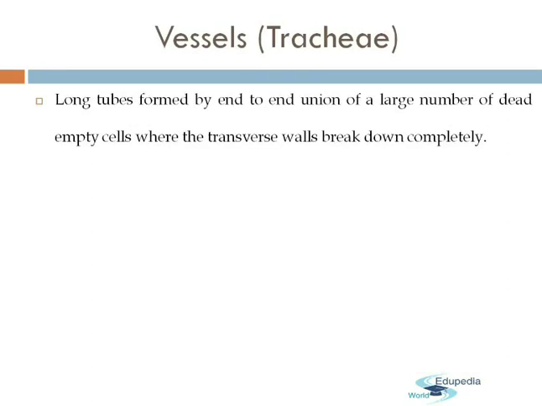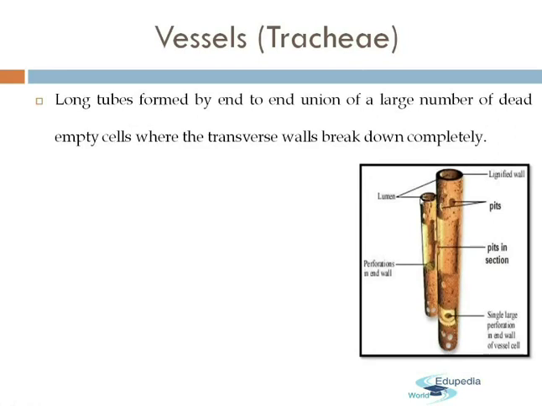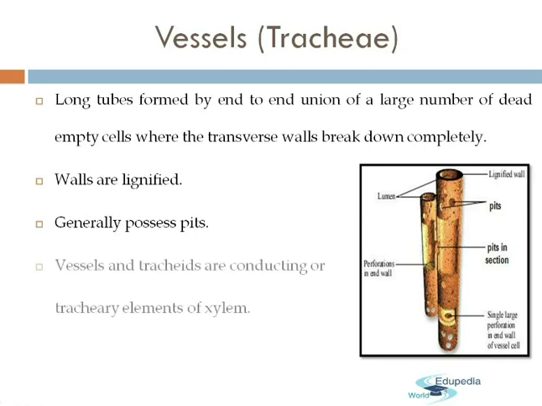Now, the next element of the xylem are the vessels. What are vessels? They are also long tubes. They are formed end to end by the union of a large number of dead empty cells where the transverse walls break down completely. So, between two vessels, you are not going to find any transverse walls. Secondly, the walls of the tracheids were lignified and the vessels are also lignified, so it also plays a role in the mechanical strength of the plant. Since the walls are lignified, the cells are dead, and they possess pits. As I have already told you, pits are the openings or the parts of the cells where lignin deposition is not found. These vessels and tracheids are the conducting or tracheary elements.